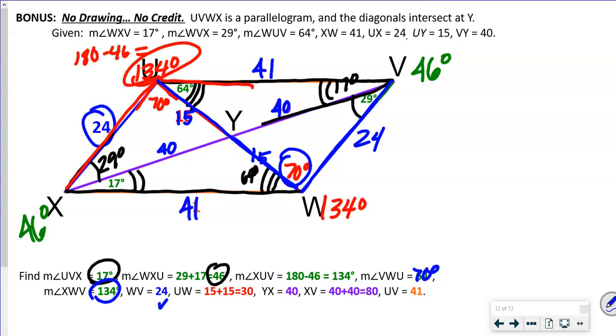YX, where's YX? Yeah, YX is here. Let me do it in red. YX is here. YX is there, XY, same thing. That's 40, and then we had the whole thing, which would be 40 plus 40, right? So that's 80. And then we have UV, which is 41, because it was the opposite side, okay?